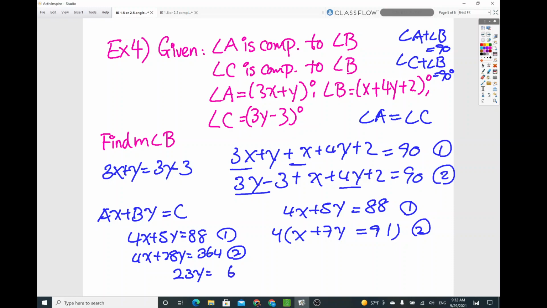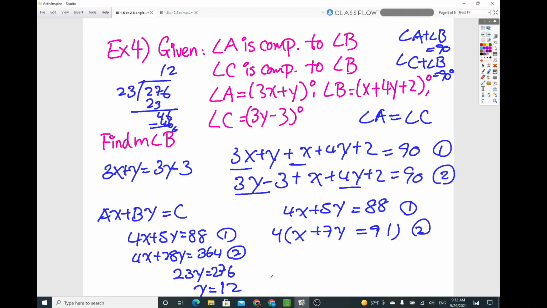And then 364 minus 88: 14 minus 8 is 6, and 15 minus 8 is 7, and 3 turns out to be 2, so 276. For this one you just want to divide. So 276 divided by 23, is that divisible? It looks like it's not. Okay, let's see. 276 over 23, it is divisible. So that would be 12.